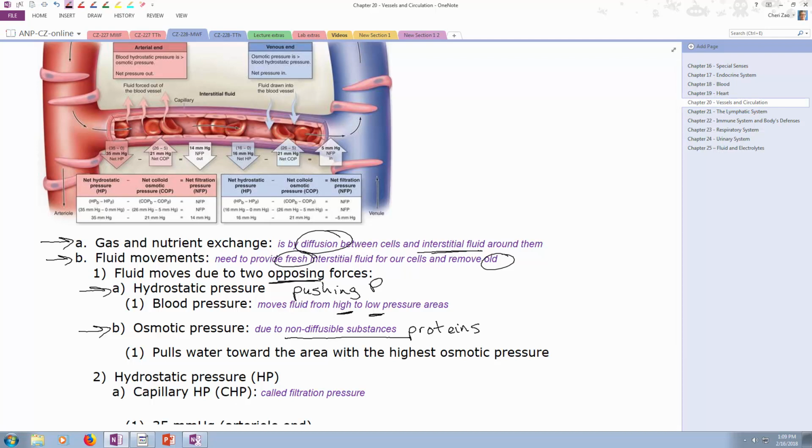So when we talk about osmotic pressure, because we're talking about fluid moving due to opposing forces, I want you to realize I'll use the term pulls. So osmotic pressure, which is where the pressure is higher because we have more particles and therefore water is pulled into the area where more particles are to, quote, dilute up that area and move from an area of high water concentration to an area of low water concentration. So water is going to be pulled towards the area with the highest osmotic pressure, or more particles, so to speak.